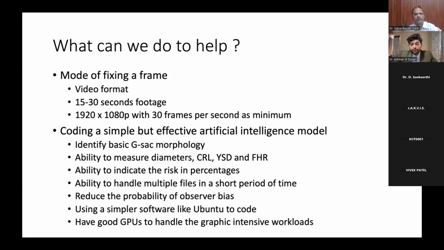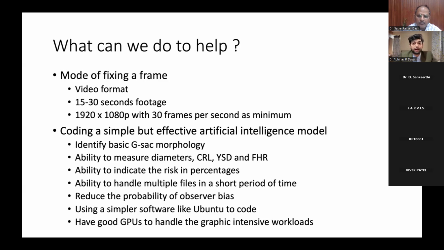We have to code a simple but effective artificial intelligence model. It should be able to identify basic GSAC morphology, presence of it, echogenicity, and shape. It should be able to measure diameters, crown rump length, yolk sac diameter, and fetal heart rate. It should be able to indicate the risk in percentages.